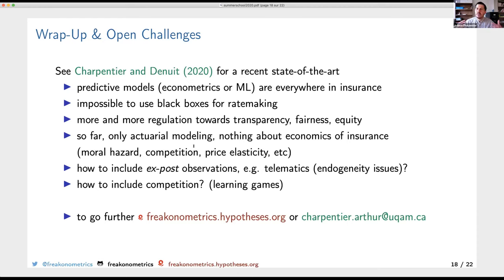But I think we need now to take more into account the idea of economics, because when we think in terms of equity, in terms of fairness, we have to think in terms of moral hazard, of competition and stuff like that. We have also to take into account the idea of telematics, because insurers collect more and more data and they have to find a way to use that.